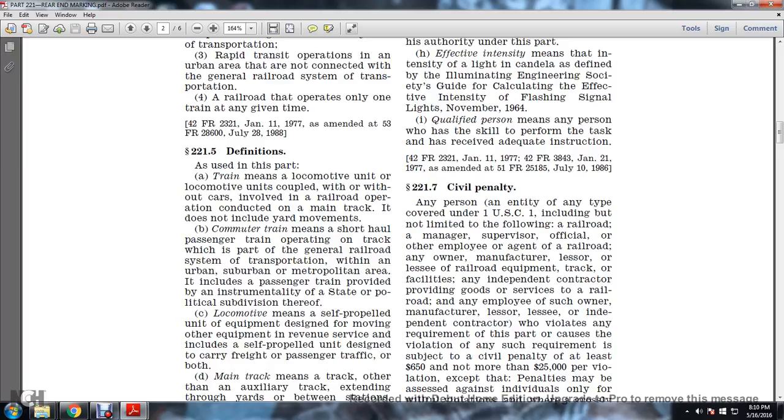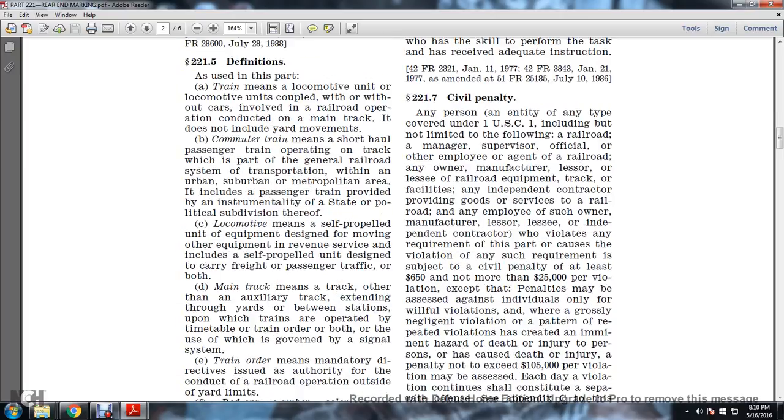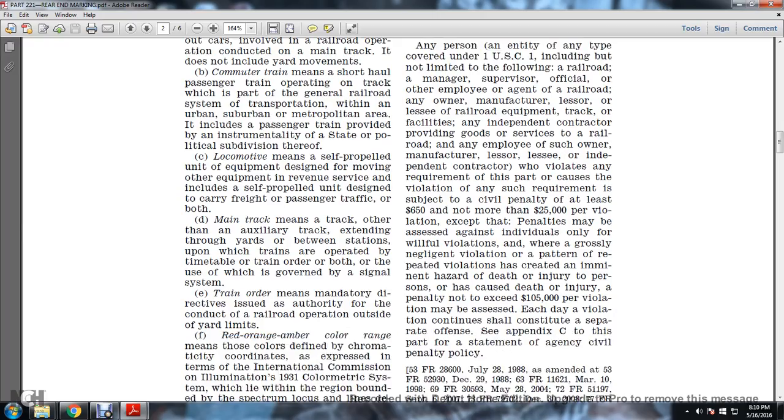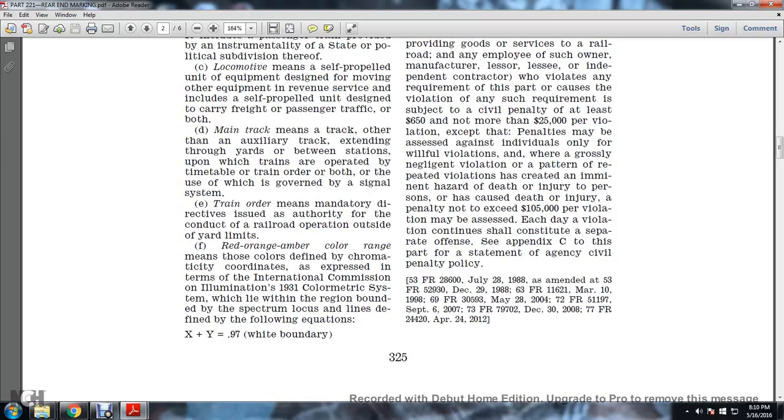Locomotive means a self-propelled unit of equipment designed for moving other equipment in revenue service, including a self-propelled unit designed to carry freight, passenger traffic, or both. Main track means track other than auxiliary track, extending through yards and between stations, upon which trains are operated by timetable, train order, or the use of a governing signal system. Train order means mandatory directives issued with the authority for the conduct of railroad operations, issued within yard limits.